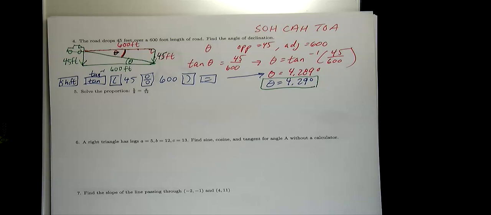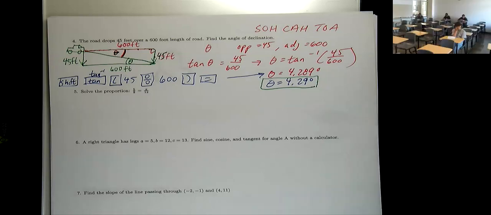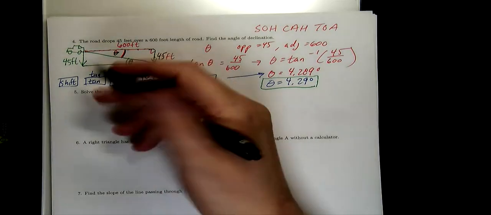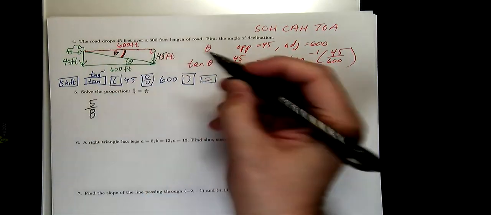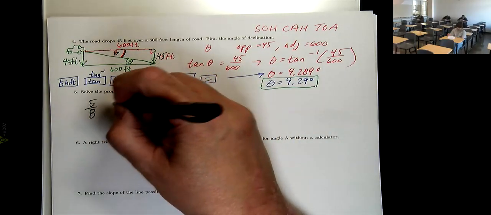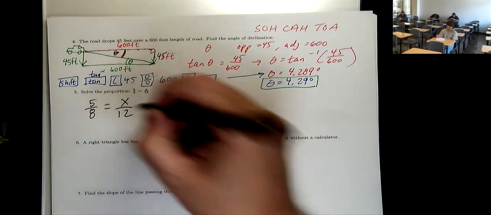I'll figure it out. You can keep going. Let me try doing it another way. Okay, I got it. I was supposed to put, I'm using my phone, 45 divided by 600, and then after you got the result, you put the tangent inverse. Yes.